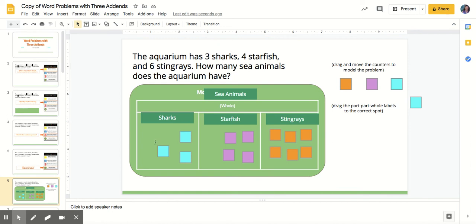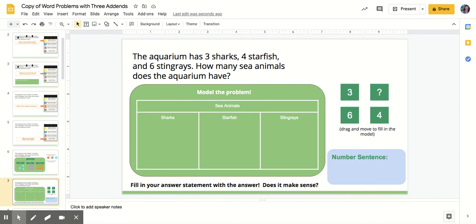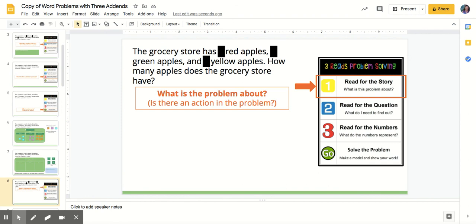Well, let me double check and count these squares to make sure that's correct. 1, 2, 3, 4, 5, 6, 7, 8, 9, 10, 11, 12, 13. That's correct. We have 13 total sea animals. And that matches the question that we were given of how many sea animals does this aquarium have? Great job, guys. Another way that we could have shown this in the part whole mat would have been using the numbers right here, but we used squares, so we can skip this slide and go to the next one.